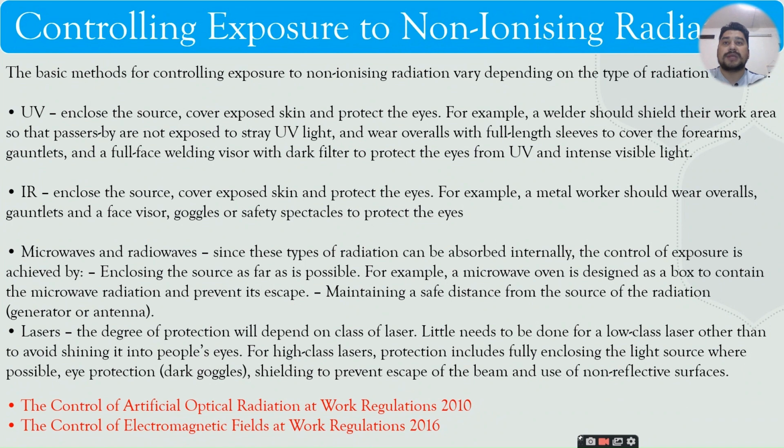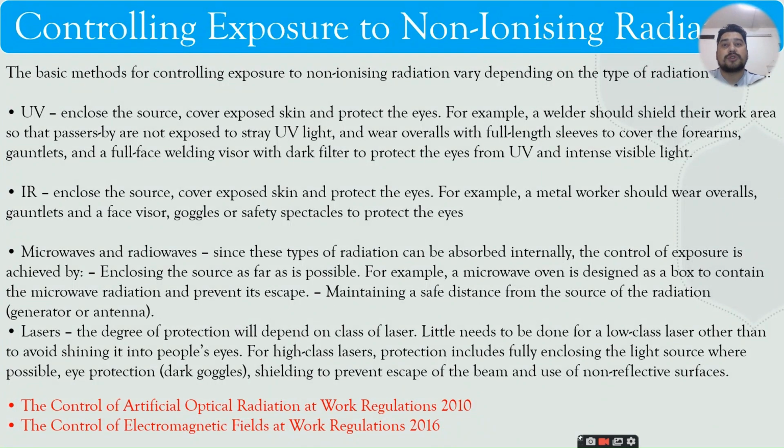Microwaves and radio waves. Since these types of radiation can be absorbed internally, control of exposure is achieved by enclosing the source as far as possible. For example, a microwave oven is designed as a box to contain the microwave radiation and prevent its escape. Whenever we use microwaves for different purposes, we need to make sure they are used in a box shape. As you know, the microwave that we use in our home is box-shaped, so the microwaves will not come out.